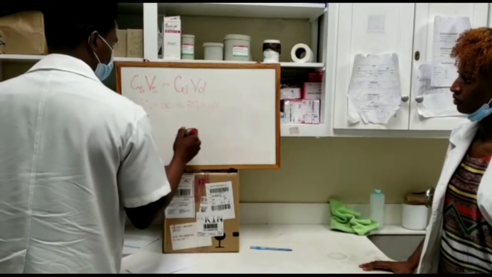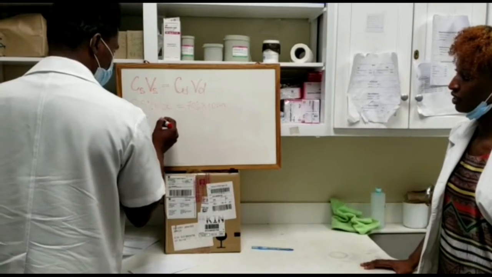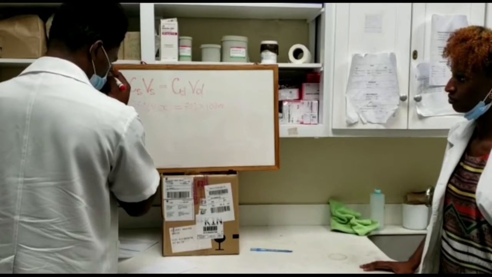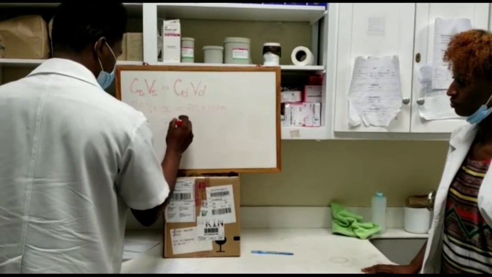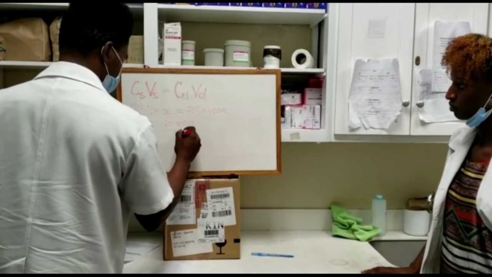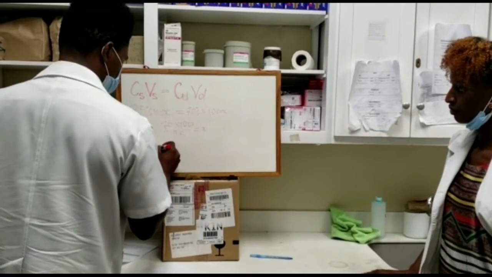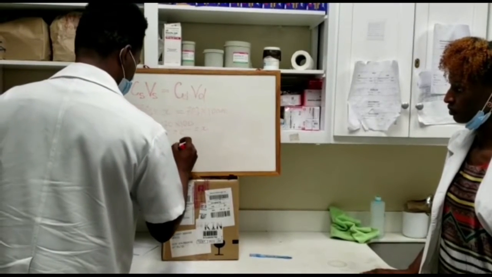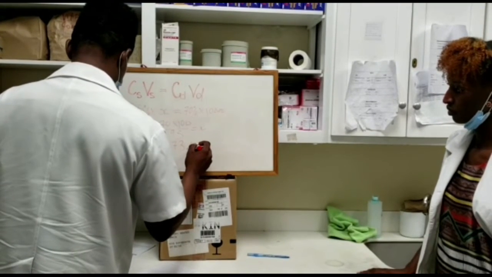Right. And we said cross multiply. Solve for X. So that's 70 times 100 divided by 95 equals X. Perfect. And then X equals 73.68.